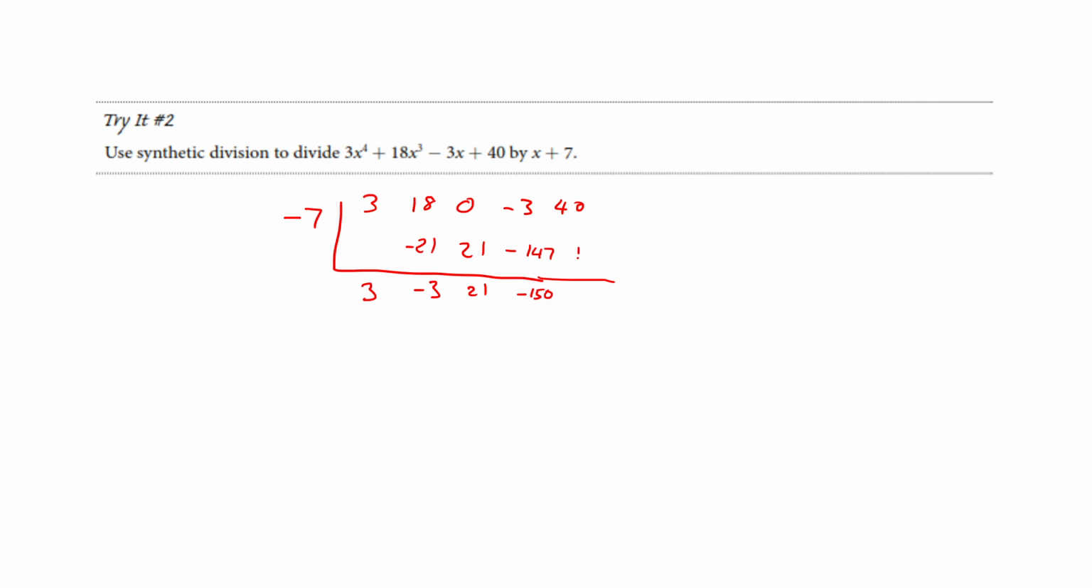Multiply again, I get 1,029. Add them up, 1,069. Now this is not the answer. We need to say, well, what's the polynomial? So it's 3 x to the third minus 3 x squared, and so on. Now we had a remainder of 1,069 over that x plus 7 that we divided by.